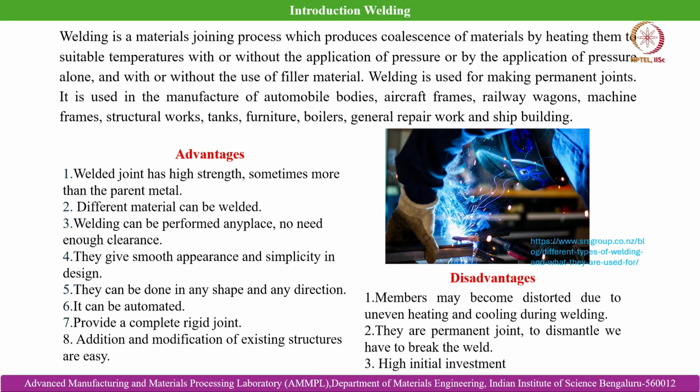And number 2 is that it is a permanent joint. To dismantle, we have to break the weld, and it also involves high initial investment. So, you basically cannot alter the joint once it is done. That is why you need to be sure before welding that you do not want to dismantle or alter the assembly later on. And also you need to design to avoid the distortion it causes because of the differential cooling rate at different sections of the assembly.